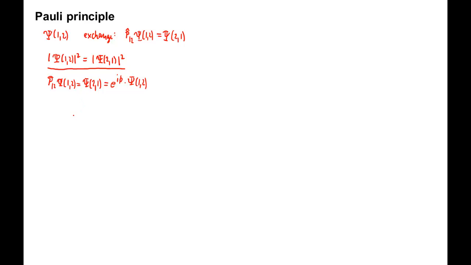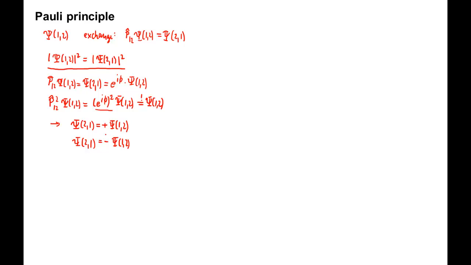Applying the exchange twice in a row, we should therefore get back our original wave function. So P 1, 2 squared operating on psi 1, 2 is equal to e to the i phi squared times psi 1, 2, and this should be equal to our original wave function psi 1, 2. So the square of the phase factor, e to the i phi squared, must be equal to 1. This is only possible if the phase factor itself is either positive 1 or negative 1. So we have either psi 2, 1 equals positive psi 1, 2, or psi 2, 1 equals negative psi 1, 2. The positive sign means that the wave function is symmetric with respect to exchange. And the negative sign means that the wave function is antisymmetric with respect to exchange.